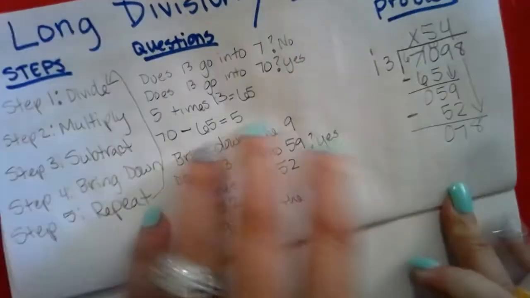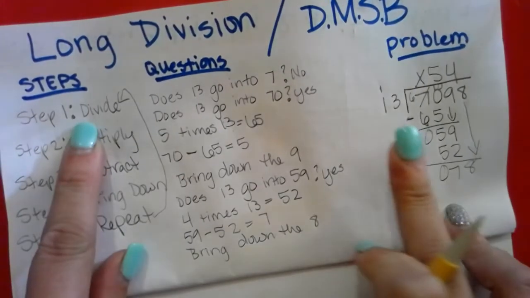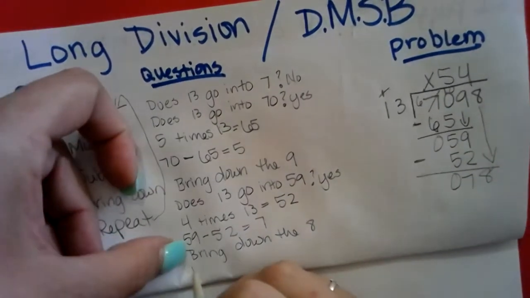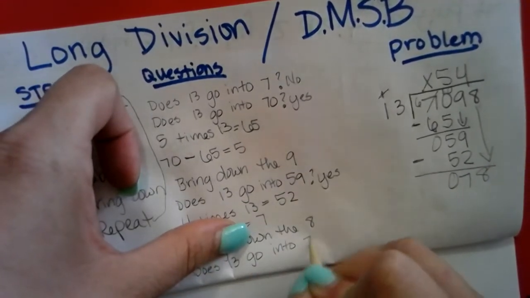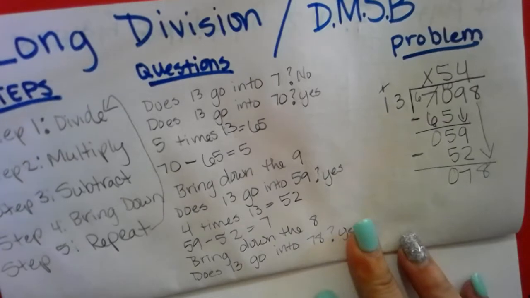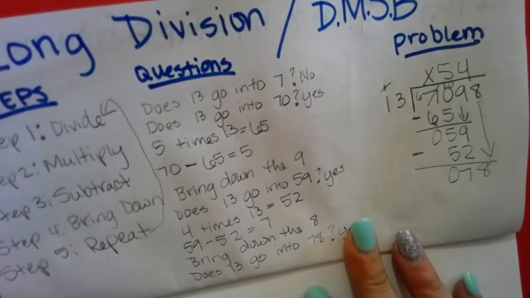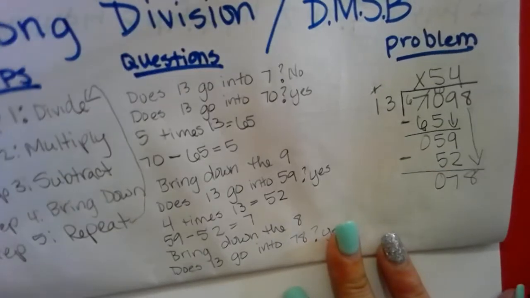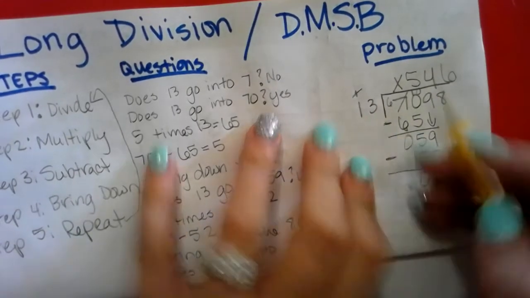Bring down the 8. And I have 78. So I brought down. Now I've got to repeat all the way back to divide. So 13 into, and I've already used that, 13 into 78. Does 13 go into 78? That's a question. So yes. So how many times? Well, again, if it was 15, I could count by 15s, right? 15, 30, 45, 60, 75. So 75, maybe one more. So let's try the 6. And 6 times 13, I don't know that.